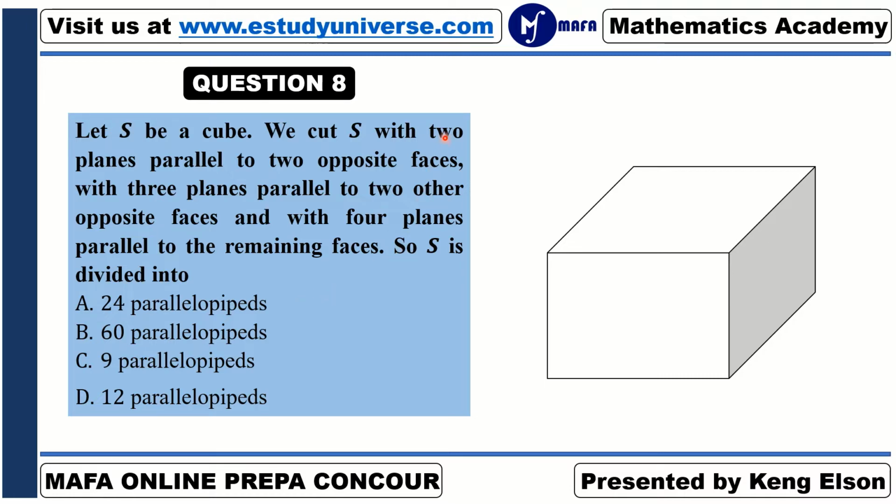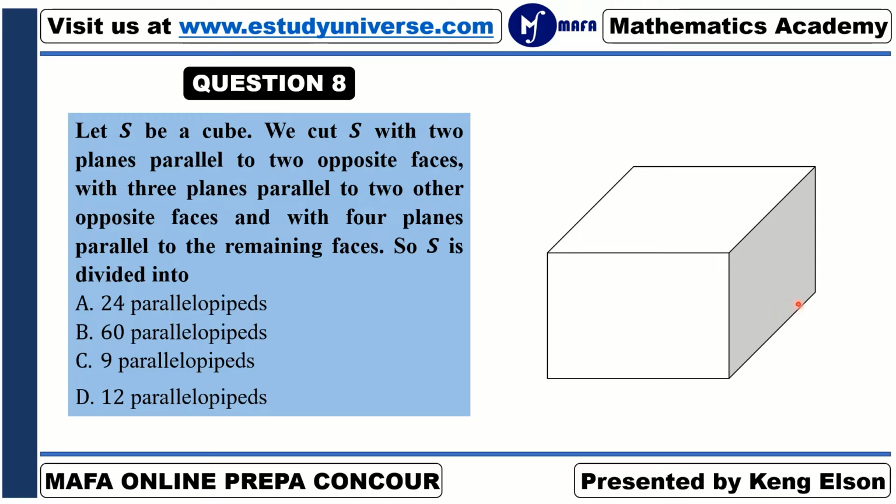Let's begin with the first statement. We cut S with two planes parallel to two opposite faces. So we are going to consider this face here, meaning the left and the right face. Just if possible, hold a Maggi cube and follow up, or a box of chalk, or any box that has a cube-like structure.